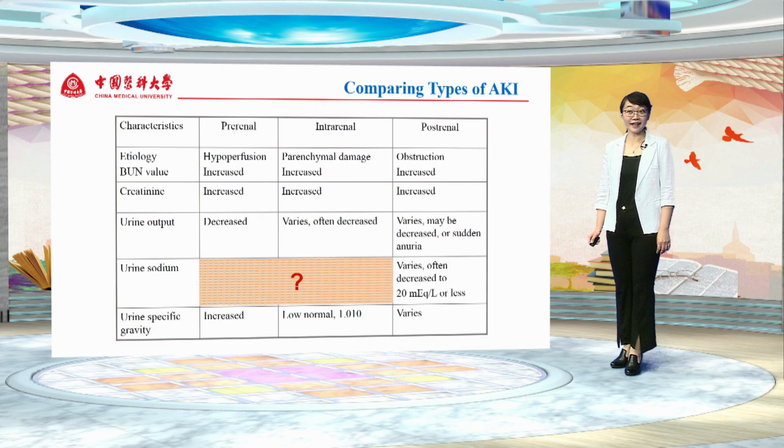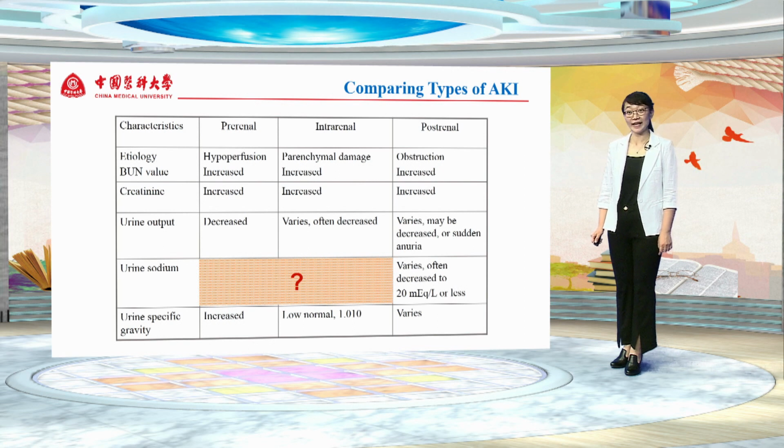At first, I have a question for you. When we want to distinguish the types of AKI, for example, pre-renal and intrarenal, what information can we get from urine sodium? Do you have some ideas? I will suggest you to think about it based on the pathogenesis. Okay, let's analyze it together. If you didn't think it well, press the stop button for a while.